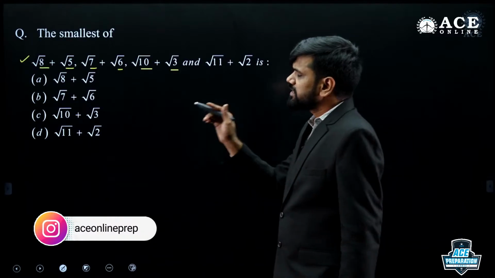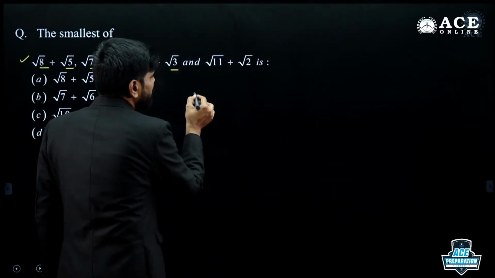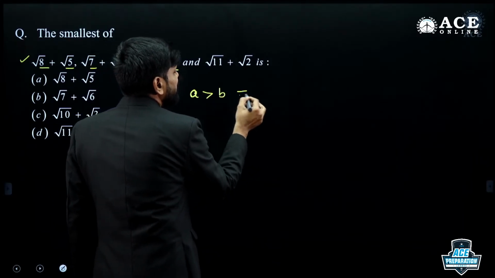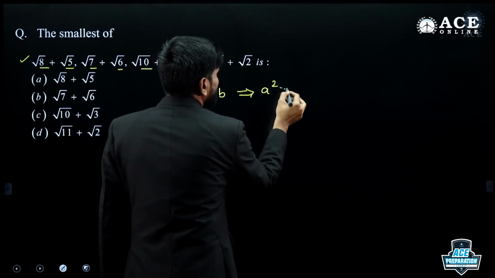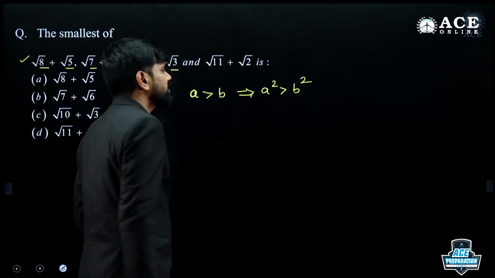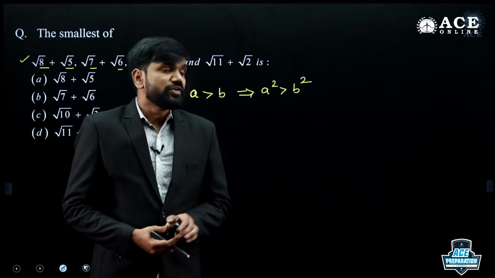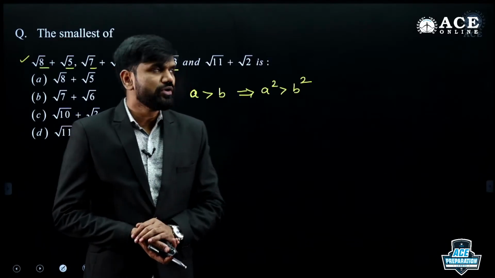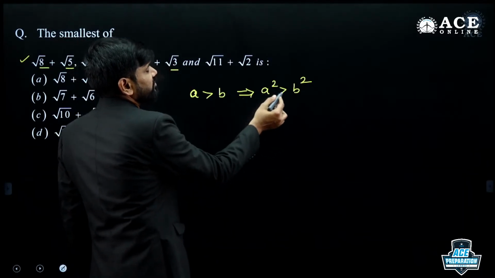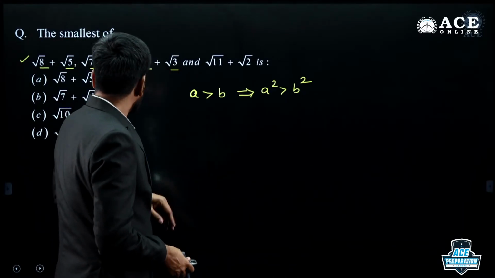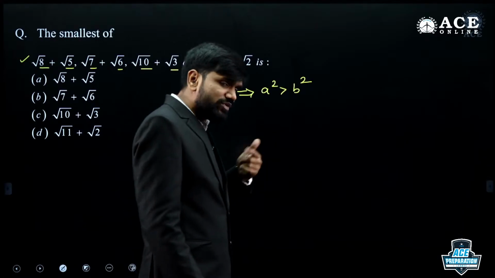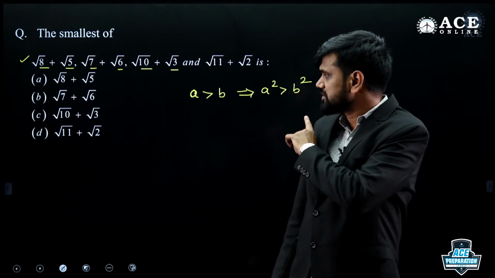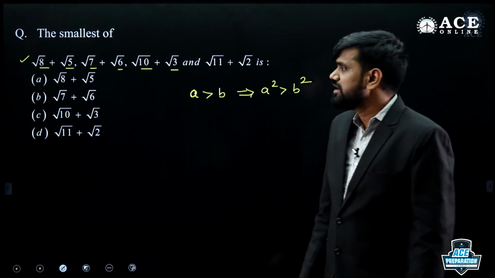If A is greater than B, let us say, then A square will definitely be greater than B square. So if A square is greater than B square, I can say A is greater than B, provided both A and B are positive. What I suggest you to do here is, you simply take the square of each number over there. Whichever square is highest, that is going to be the highest number among the numbers that are available over there. Now let's go for squaring it.